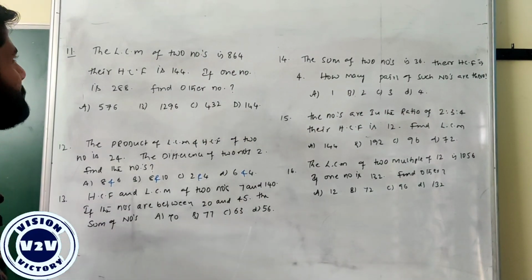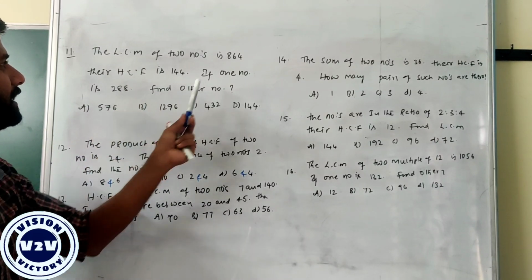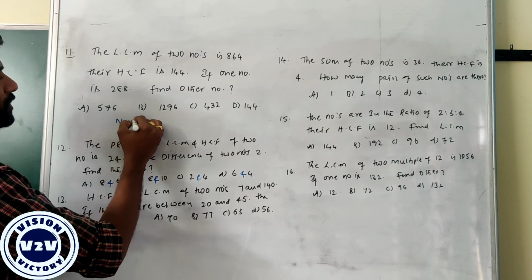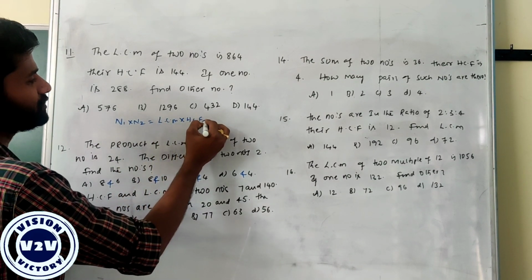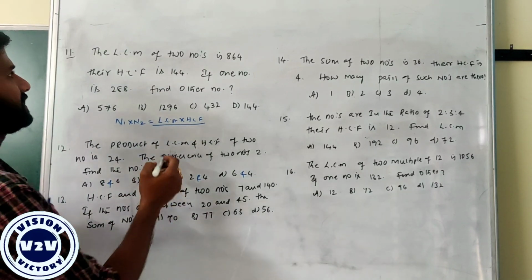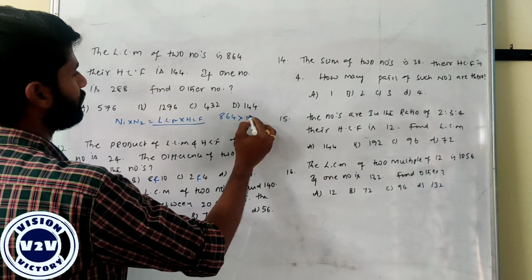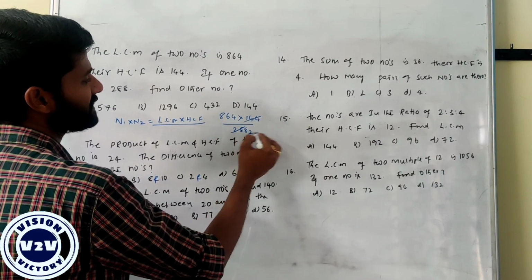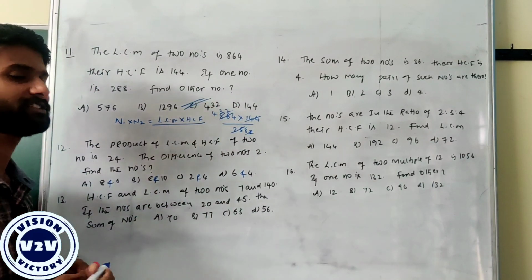Okay, next one. The LCM of two numbers is 864, the HCF is 144. If one number is 288, find the other number. So we have a theory: the product of two numbers is always the LCM of the two numbers into the HCF of the two numbers. So the LCM is given as 864, the HCF is 144, and one number is 288. Then the other number is 432.